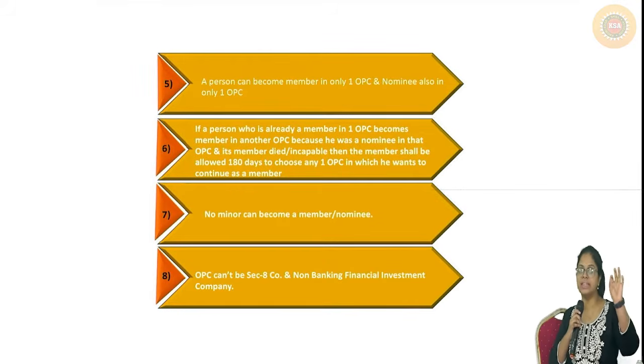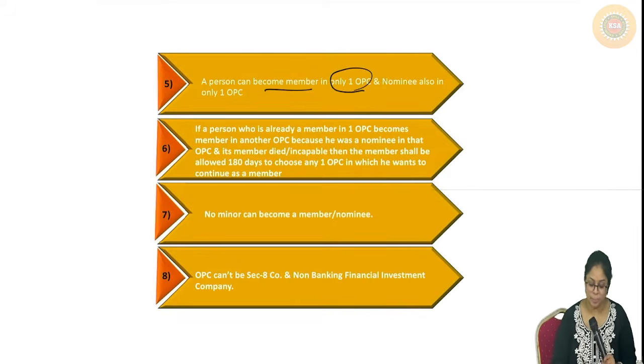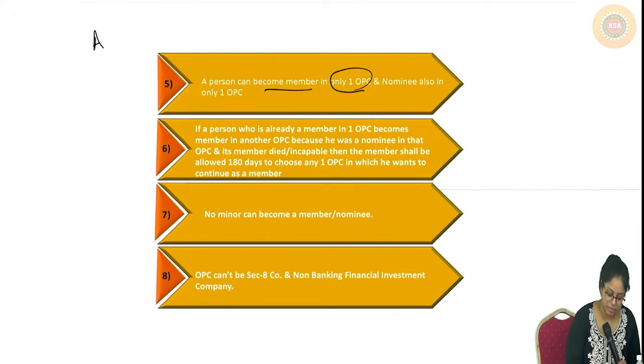First thing we told is that in an OPC, appointing a nominee is mandatory. Without that you cannot incorporate an OPC. Next, a person can become a member only in one OPC and a nominee. Now if one person is there, can he become a member in one OPC? Yes. For example, I have ABC, which is an OPC.